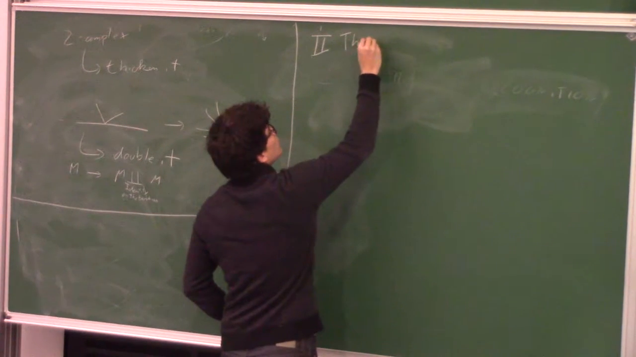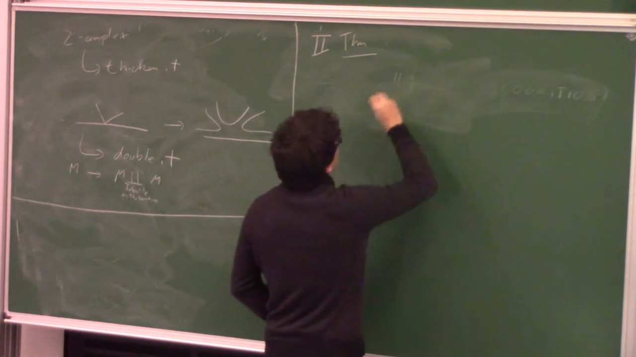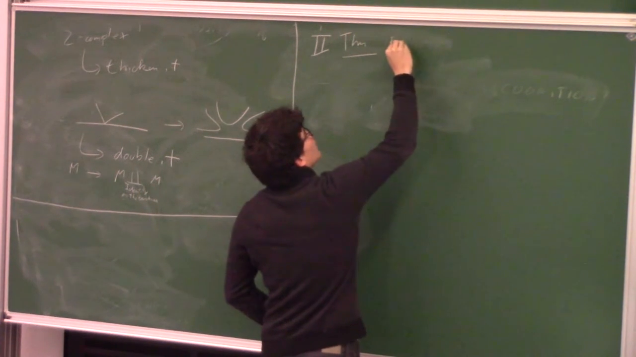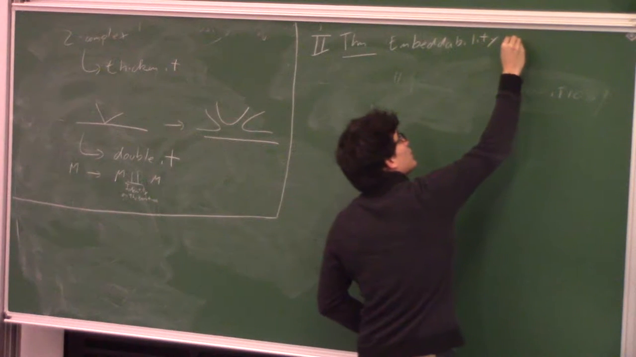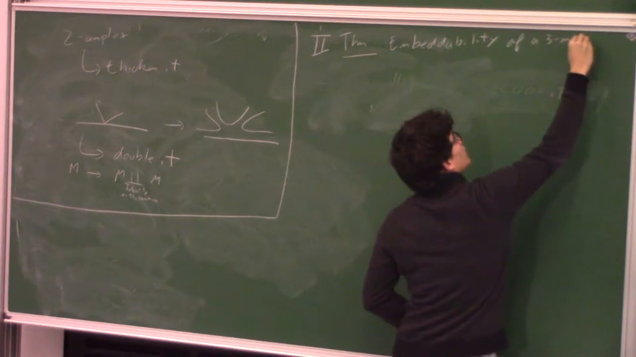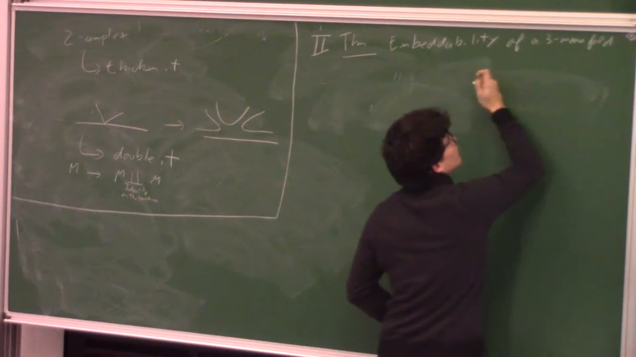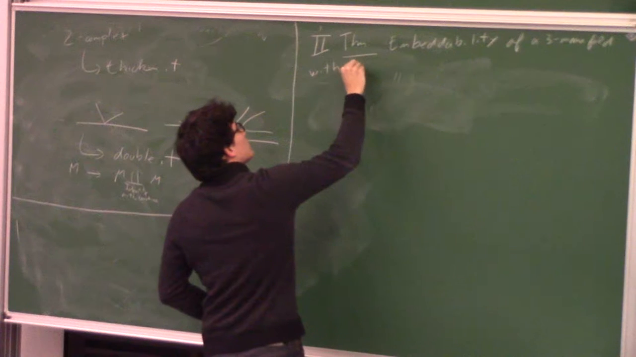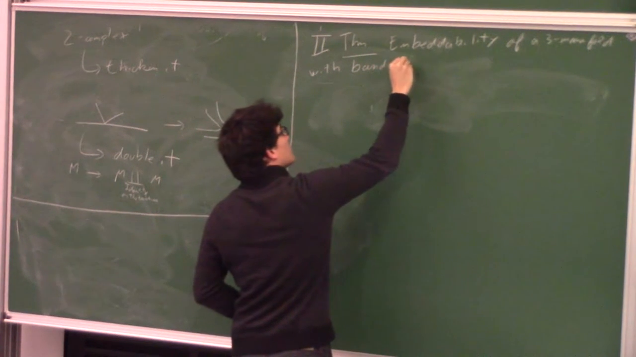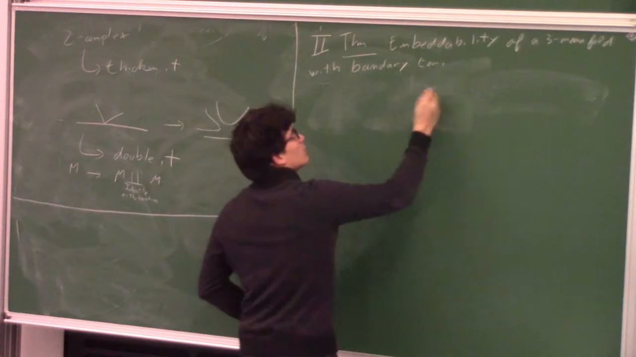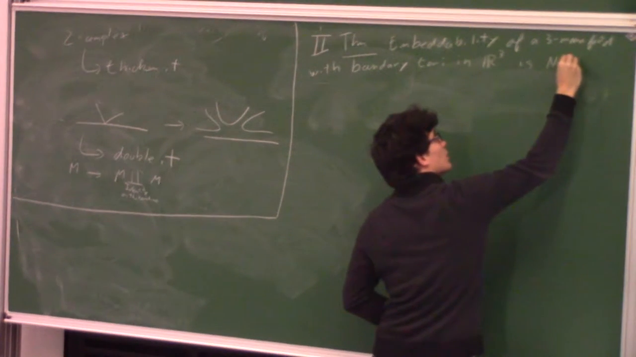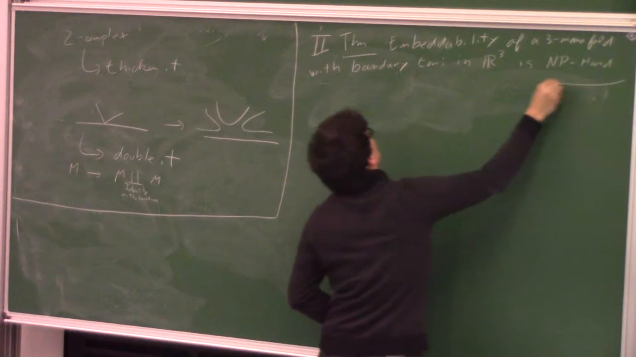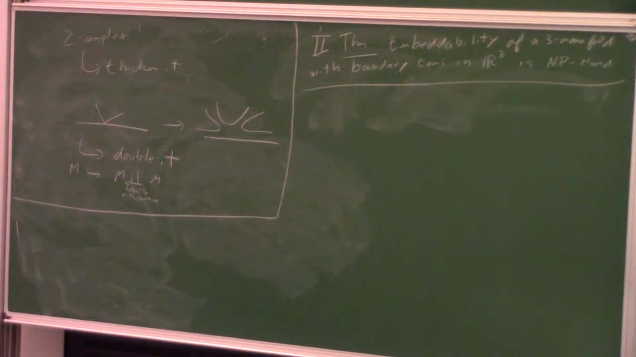Actually, what we prove is a bit stronger than what was written over there. So we prove that embeddability of these three manifolds with boundary tori in R3 is NP-hard. So this is a subcase of what was written here.